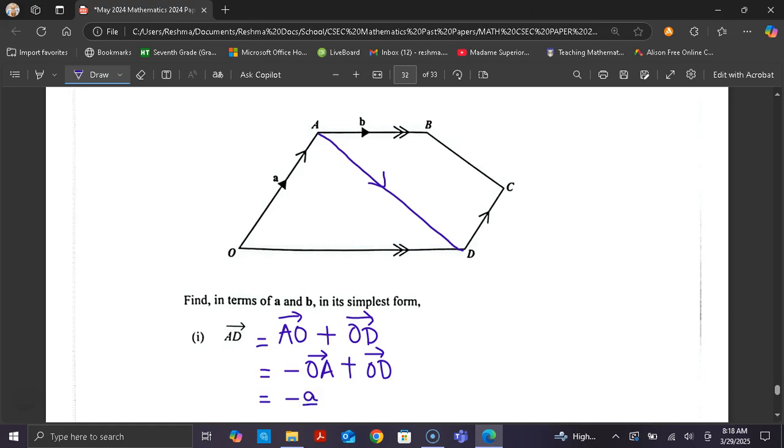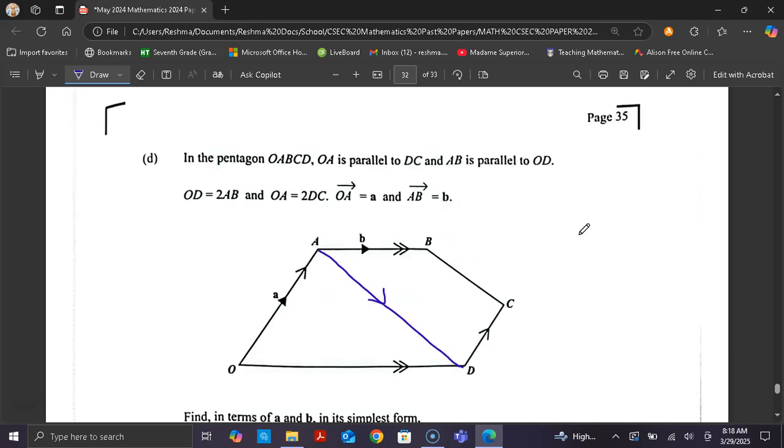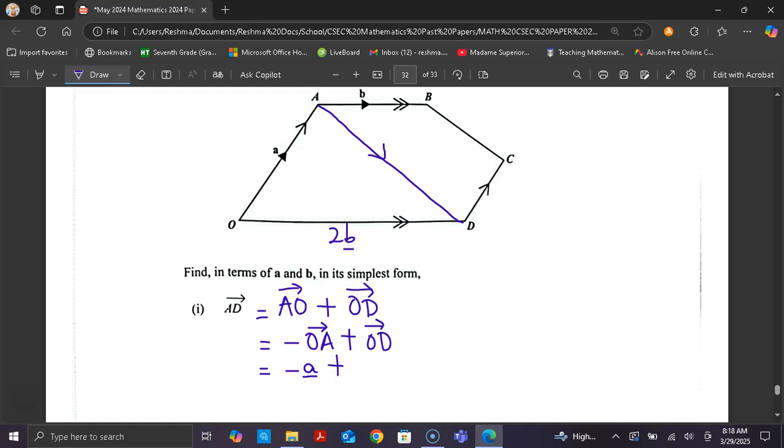And something to note, in printed form, vectors, when using letters to represent them, are in bold. Of course, we cannot write in bold, so when we write vectors in letters, we just put a dash under it to show that it is a vector. So let's figure out what is vector OD. Now they told us that OD is 2 times AB, and if AB is B, then OD will be 2 times that, which is 2B. So therefore, vector AD is minus A plus 2B.